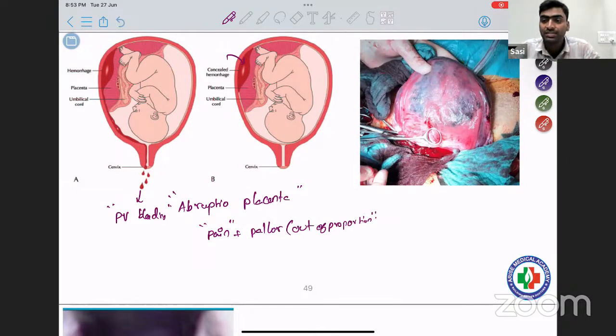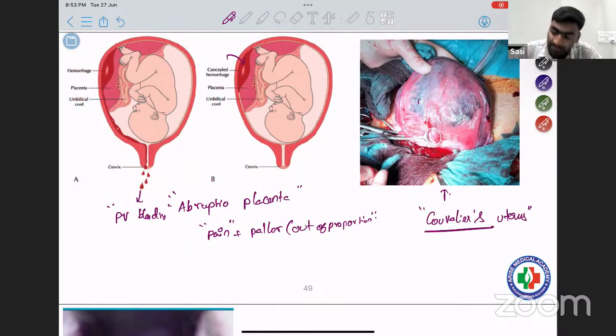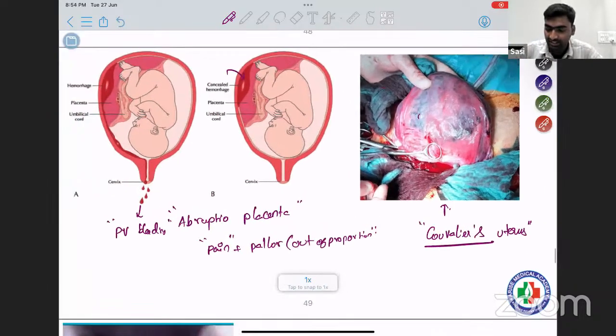And if this abruptio placenta is severe, and if there is more accumulation outside the uterus or when it invades the myometrium, what is the name of this uterus known as? Answers in the chat box. It is known as Couvelaire uterus. It is known as Couvelaire uterus. Fine, you just remember this.